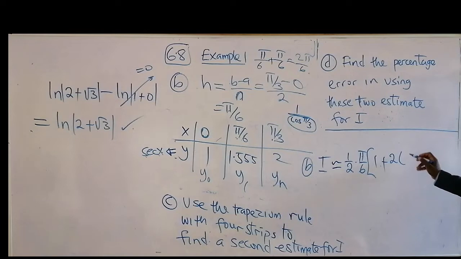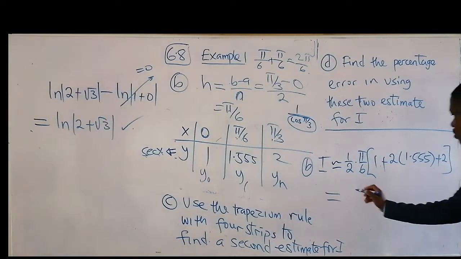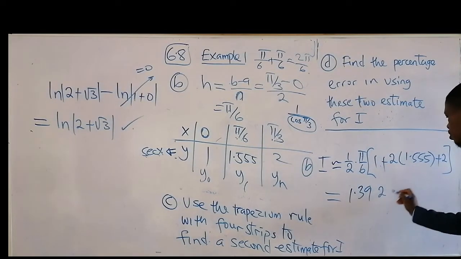Okay, that will be what? 2 times what? 1.555. And then plus the last value, plus 2, then you close it. So that will give us 1.39 to three significant figures.